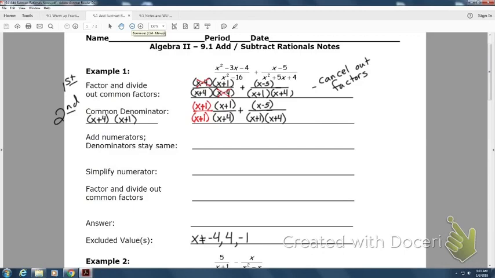is that denominator missing anything? No. So I don't have to do anything to it. It's already got the common denominator. So now that I have that, I can add the numerators, just like we did in the regular problems. But once your denominator is the same, you will not add it. Okay, so my denominator will stay the same. I've got x plus 1 times x minus 4. Sorry, x plus 4.